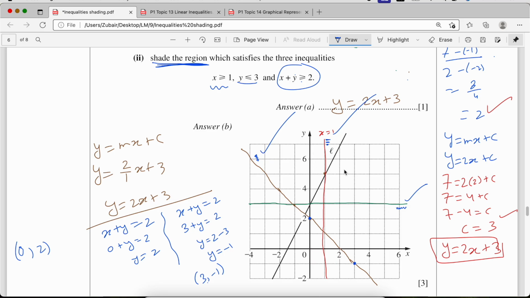I hope you can see the cursor moving. And when it is greater than 1, to the right of this line, we are left with this region only, and the green line says below, so we are left with this. This is the region defined by all 3 inequalities.